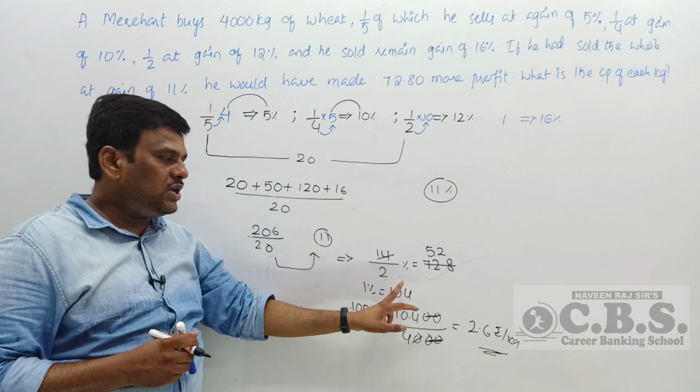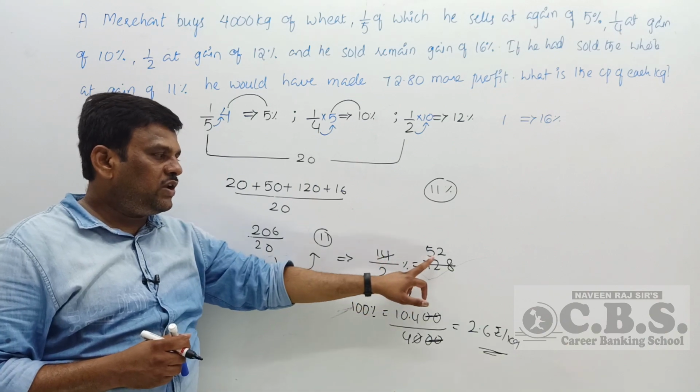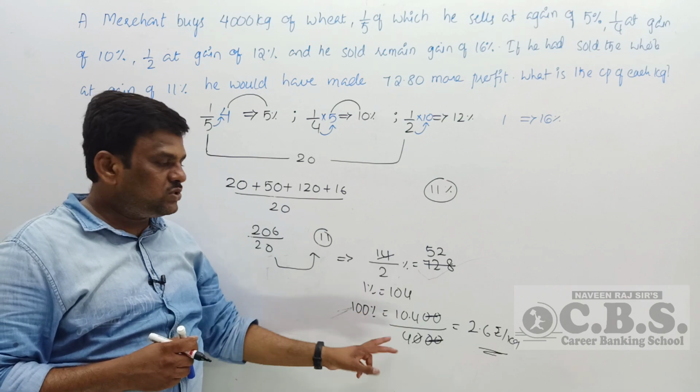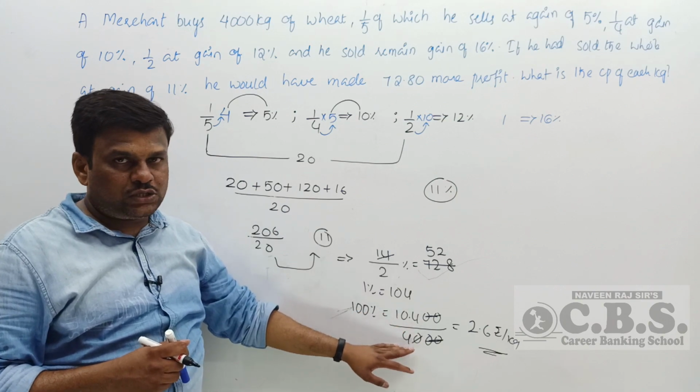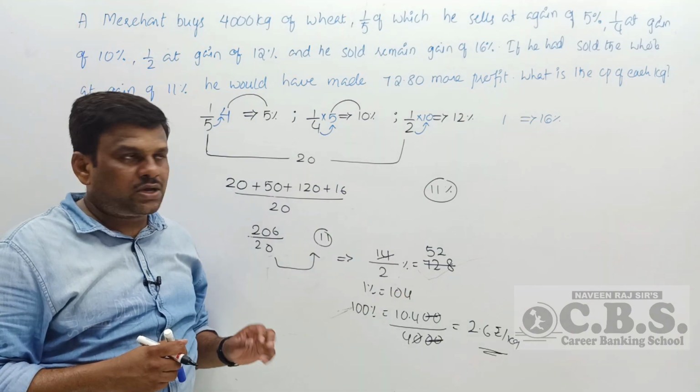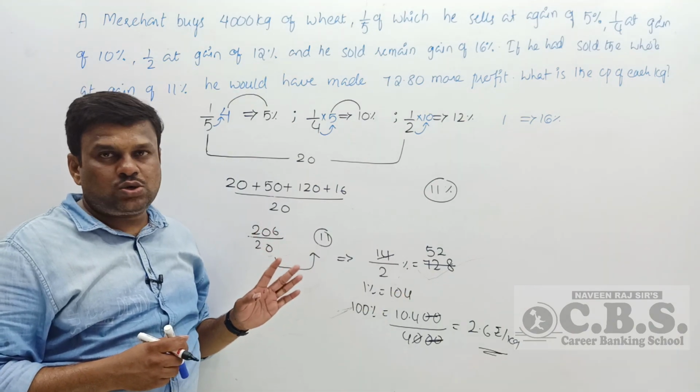So 20 and 1 decimal you can easily remove, and 14 times 52 is 728 and 1% is 104. 100% gives you 10,400 rupees for 4,000 kgs. So for 1 kg you get 2.6 rupees per kg. This is the answer. Okay, so you can easily use this concept of average.